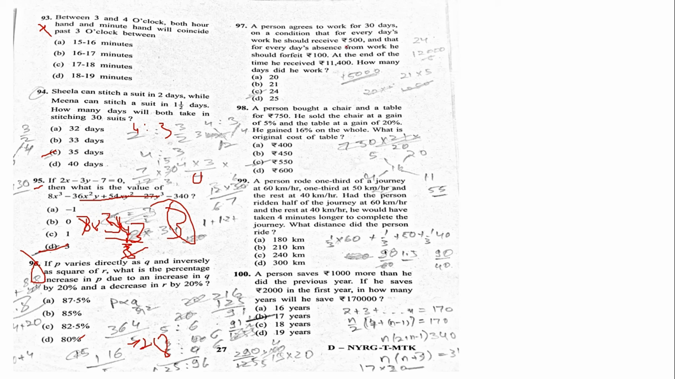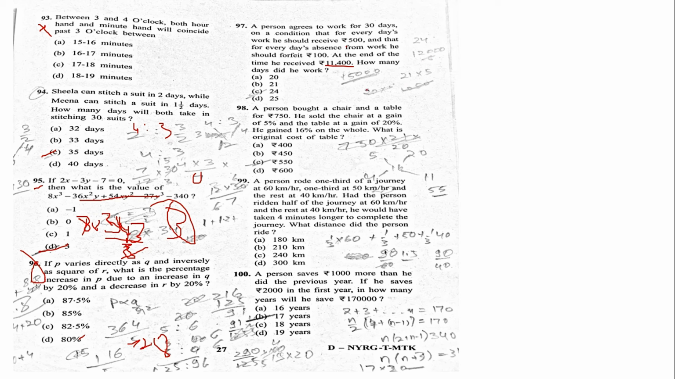30 days. It is saying that a person is hired for 30 days, and he will be given 500 rupees for each day of work, and 100 rupees will be taken back if he did not come for that day. So he was awarded 11,400 as the total money for his work. So we have to calculate how many work days he has completed.